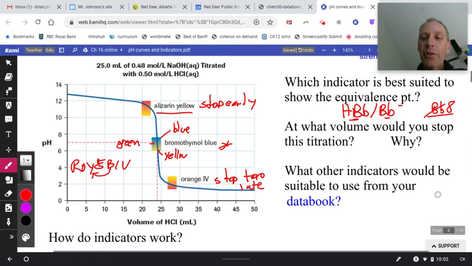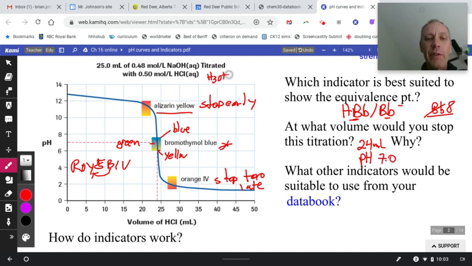At what volume would you stop this titration? Well, if we read down, it looks like about 24 mL, and our pH is 7. That's because we have a strong acid reacting with a strong base.